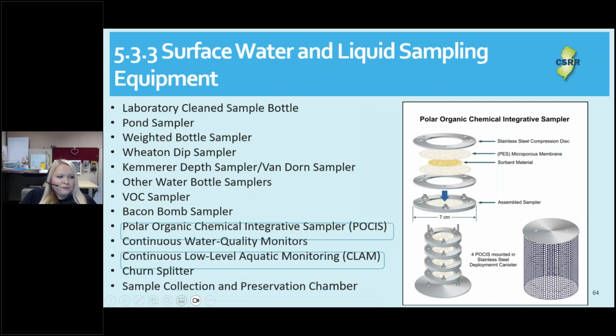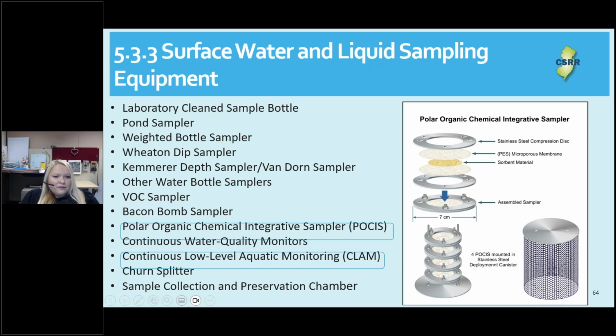So section 5.3.3 is surface water and liquid sampling equipment. This includes any fluid body, flowing or otherwise, whose surface is open to the atmosphere. The examples or technologies of surface water sampling equipment are listed here, and the circled ones are the ones that were added. The majority were from the previous version of the manual. The additions are the POCIS, or Polar Organic Chemical Integrative Sampler, and the CLAM, the Continuous Low-Level Aquatic Monitoring.